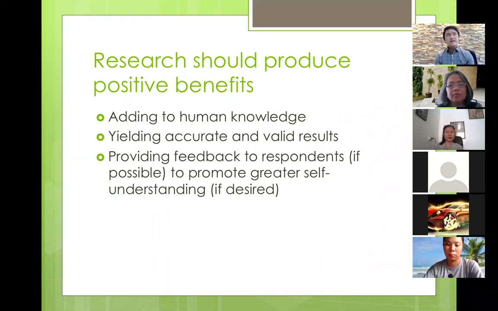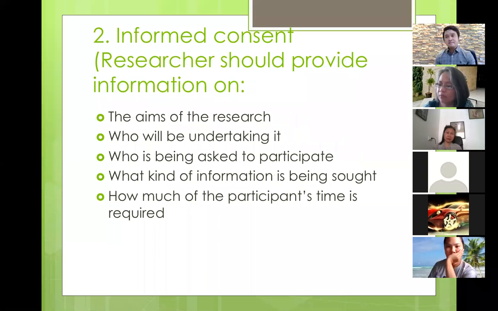That's why variables such as age, gender, monthly income, educational attainment are not very good variables, because those are personal and sensitive information that I think would not help your paper, no? So the second principle is informed consent.